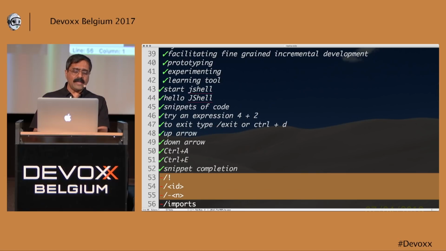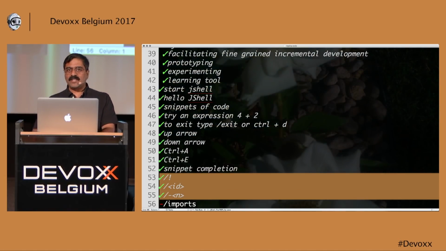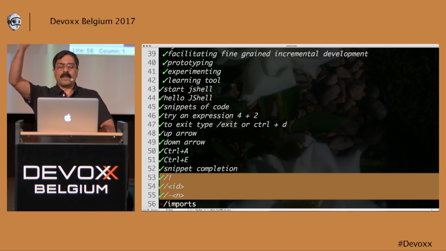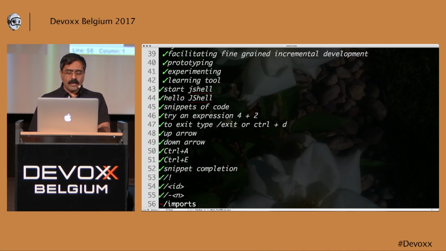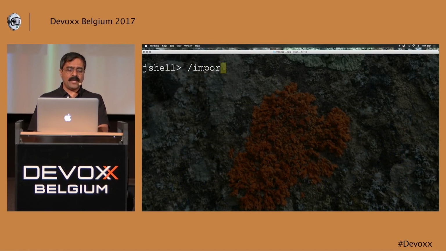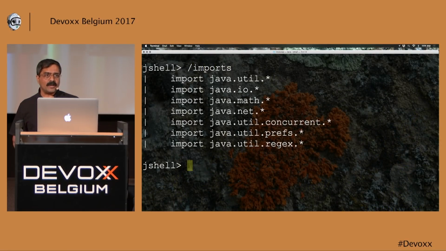So that's a nice way. Slash -n is to go execute that many commands further back. So -3 is the third command moving backward from here. Similarly, you can look for your current imports. So you can say imports and see what imports are already loaded.